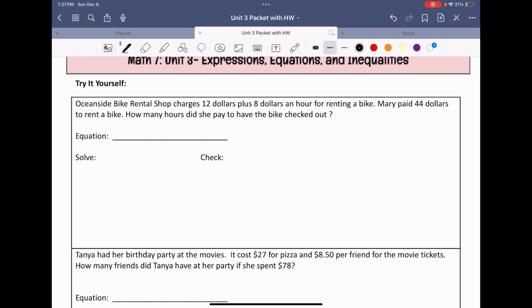I'm going to have you go ahead and try this one by itself. It says Oceanside Bike Rental Shop charges $12 plus $8 an hour for renting a bike. Mary paid $45 to rent the bike. How many hours did she pay to have the bike checked out?